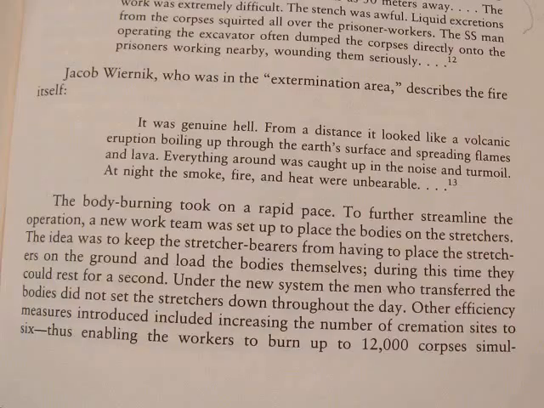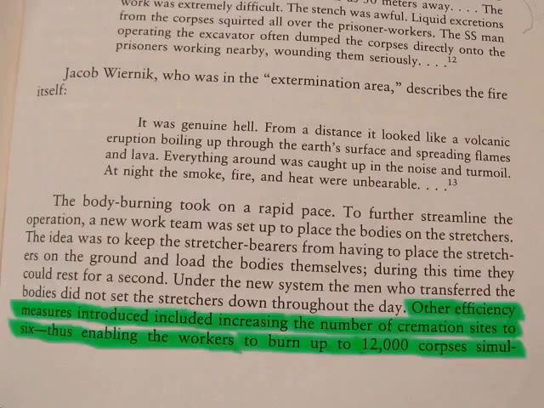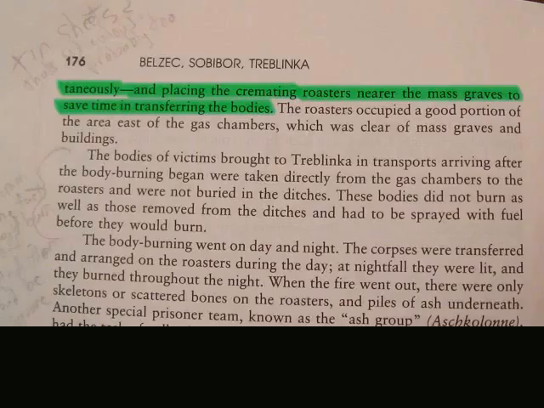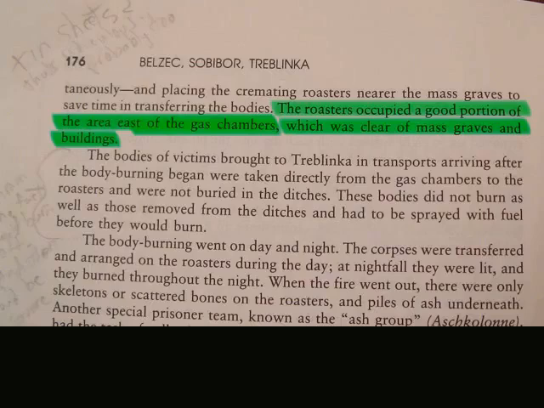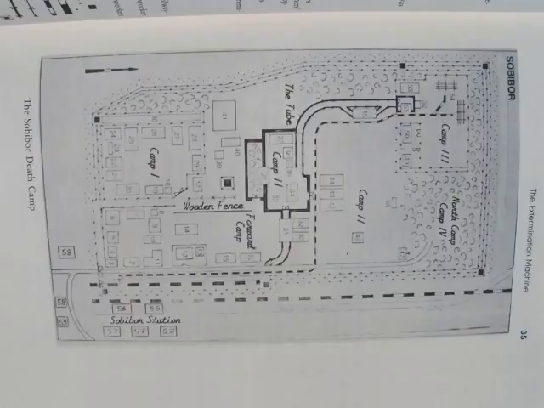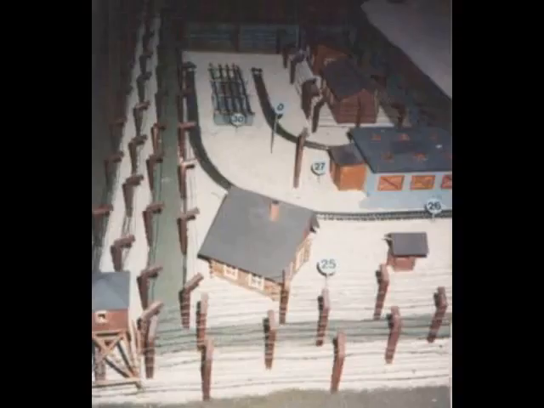Except then we read on page 175: "Other efficiency measures introduced included increasing the number of cremation sites to 6, thus enabling the workers to burn up to 12,000 corpses simultaneously, and placing the cremating roasters nearer the mass graves to save time in transferring the bodies. The roasters occupied a good portion of the area east of the gas chambers, which was clear of mass graves and buildings." So I guess they're not there. Arad's maps of Sobibor and Belzec don't include a place either. Neither does any map or model I've ever seen.